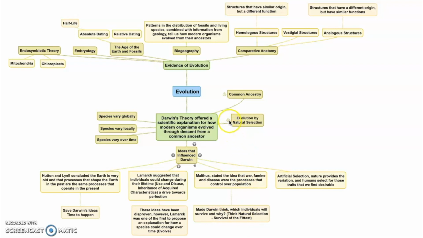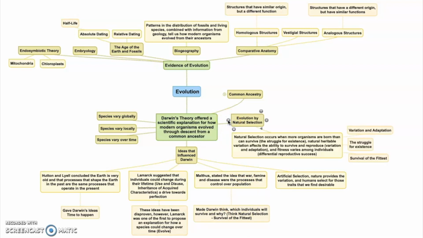So the next thing we'll take a look at is evolution by natural selection. So again, natural selection is going to occur when you have more organisms produced than can survive. And then again, which of those organisms survive? The ones that have the traits that are best suited to that environment. And some things that we'll look at there will be the variation in adaptation, the struggle for existence, and then, like I said, survival of the fittest.